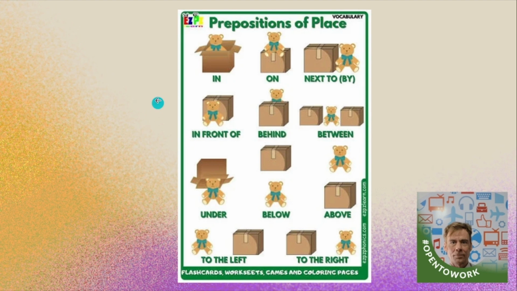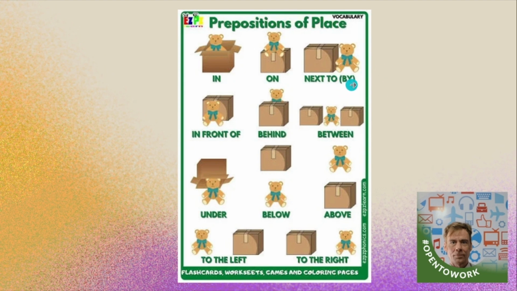As you see here, in usually means to be in a closed space. On means to be on the top, but making physical contact. So note the difference between on and above. In above, you can see the bear is not actually making contact with the object.